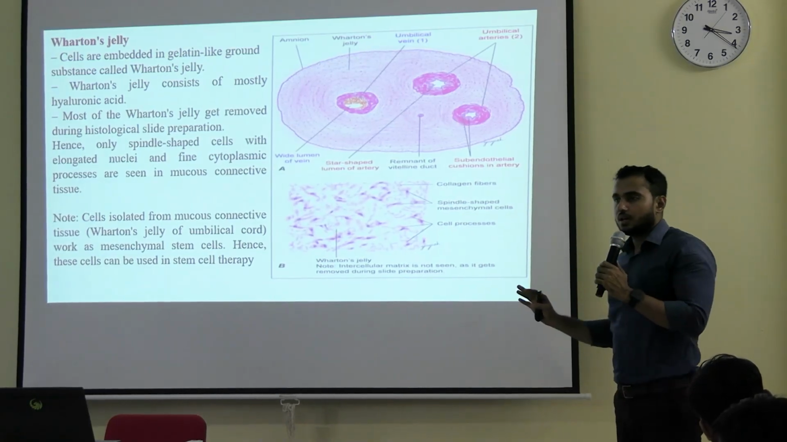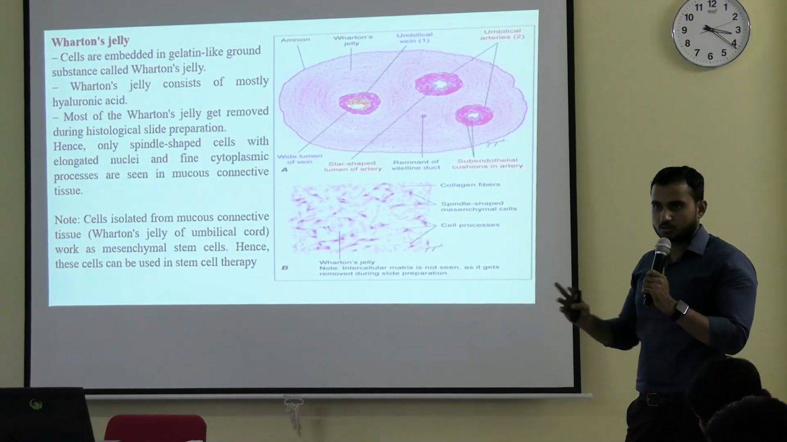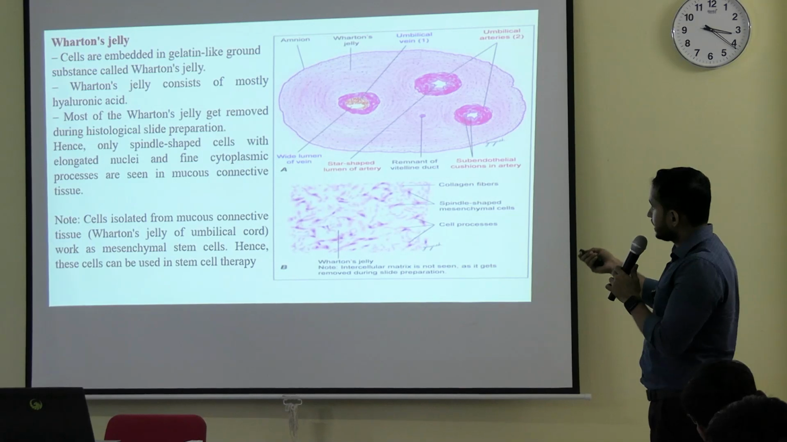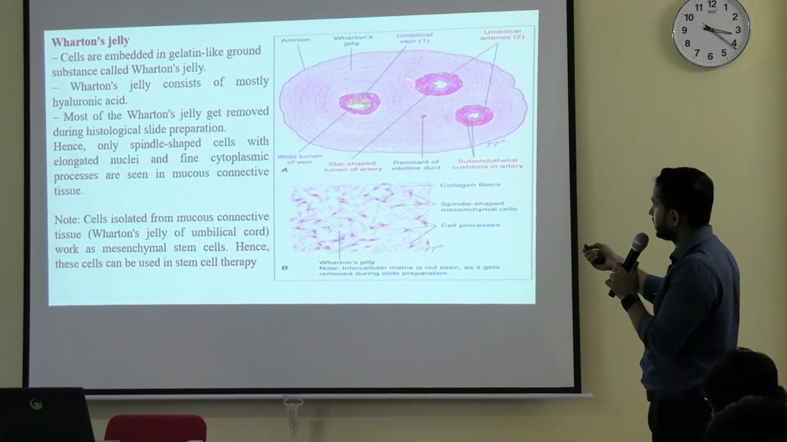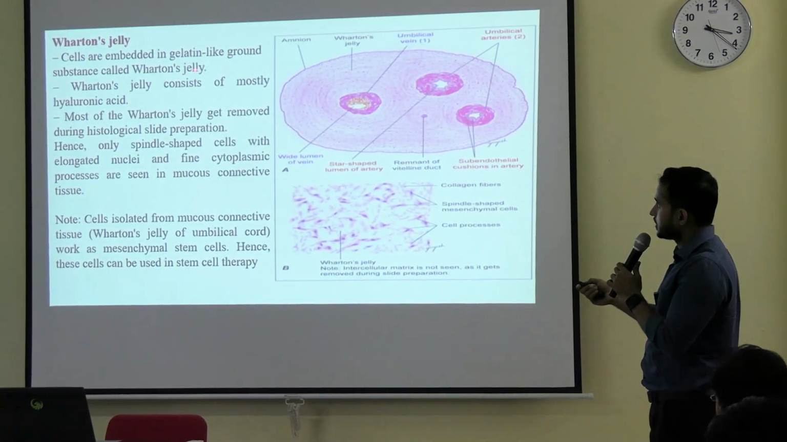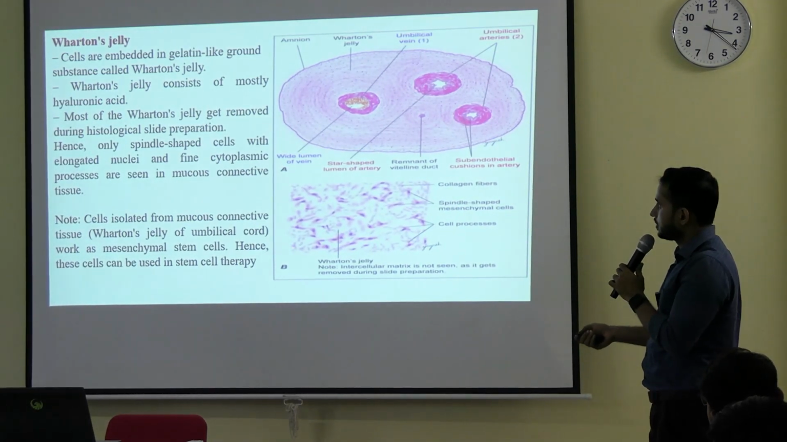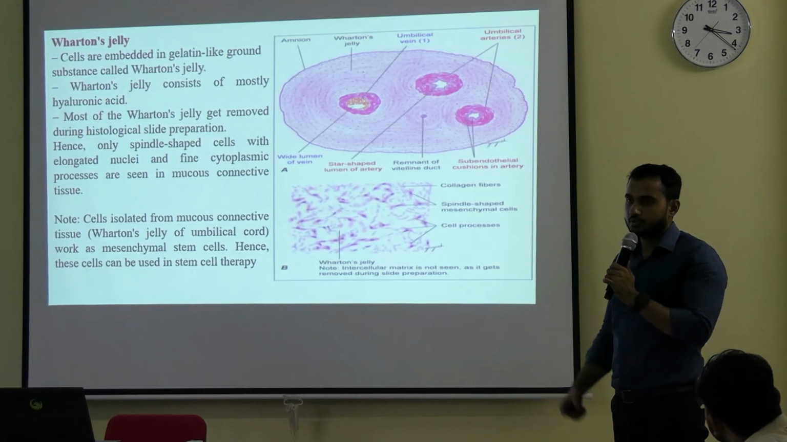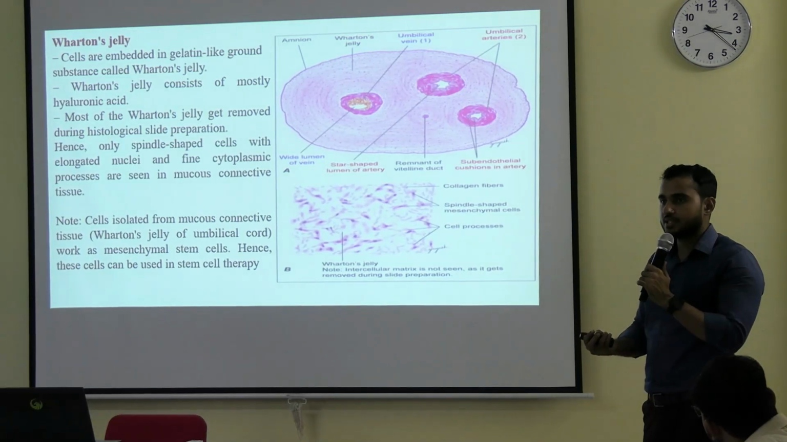You don't have to differentiate between the arteries and veins. This is not yet taught. Later on we'll study about that. Now what you have to see is, for example, the Wharton's jelly, this particular part. The cells are embedded in a gelatin-like ground substance, it is called Wharton's jelly. Now in Wharton's jelly hyaluronic acid is there. Mostly Wharton's jelly is removed during tissue processing. Once it is removed, the mesenchymal cells can be seen very easily.